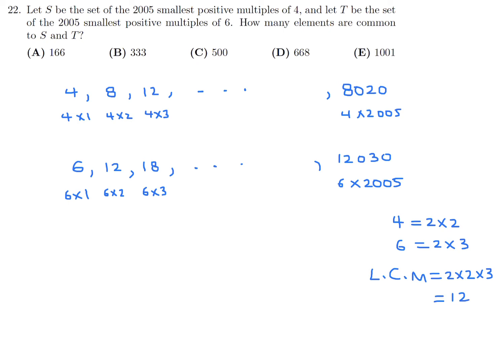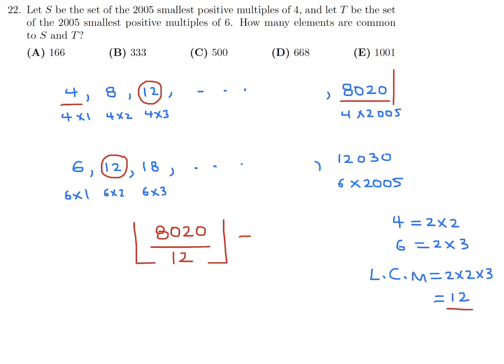So any multiple of 12 in each set will be appearing twice. And we already see that 12 is there twice. So any multiple of 12. This number goes as high as 8020, and that's as far as it goes. So we just need to be worried about all the numbers from 4 until 8020 that is a multiple of 12. And you just have to divide, and you take the integer value. That's what the symbol means. And if you do that, you get 668. And that's the answer. So number 22, the answer is D.